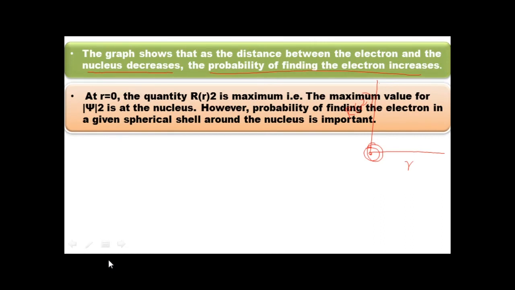At the point r equal to 0, with the axis marked 0, 5, 10, 15, the probability is maximum. The maximum value is nearest to the nucleus. So this is the probability of finding an electron in a given spherical shell around the nucleus.